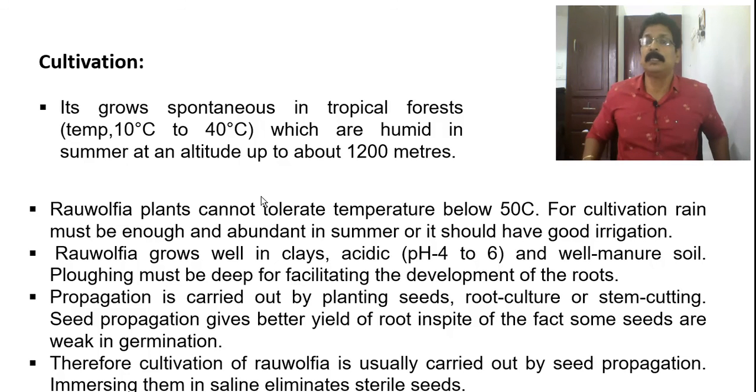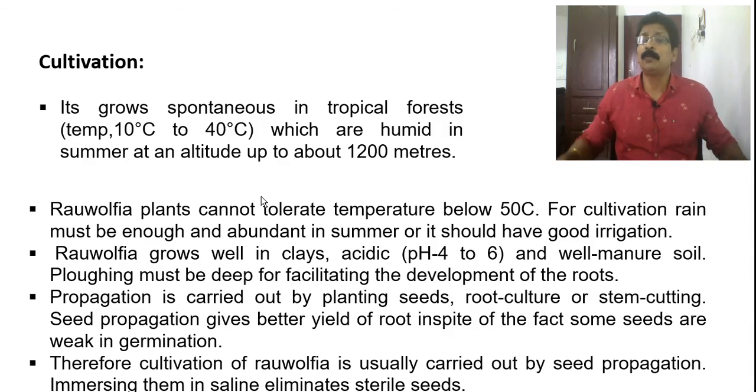Also, watering is very important. Irrigation is very important for Rauwolfia. Rauwolfia grows well in clay, acidic pH 4 to 6, and well-manured soil, and plowing must be deep to facilitate the development of roots. As we are interested in taking roots and rhizome, it needs soft soil, a soft atmospheric soil condition that will make the roots develop faster and with good quality.